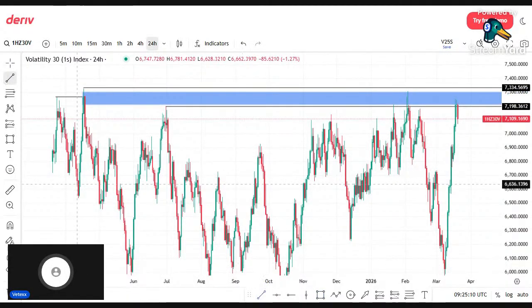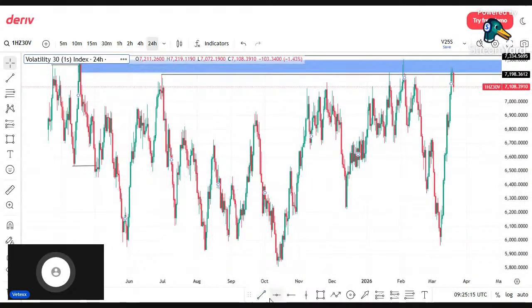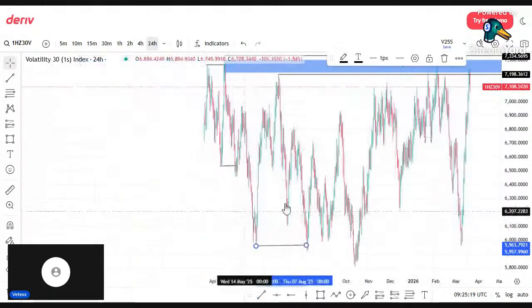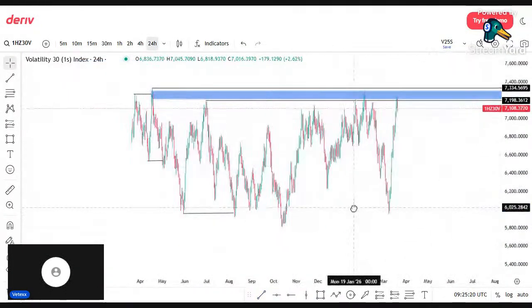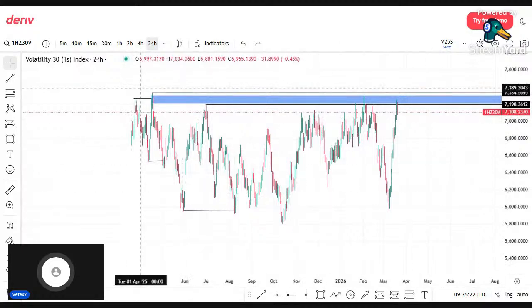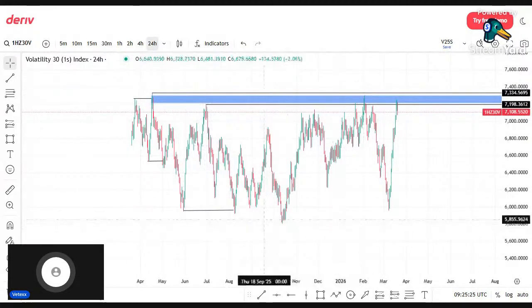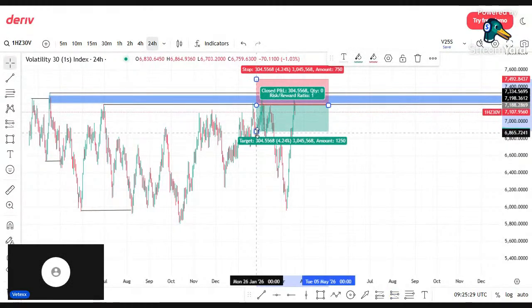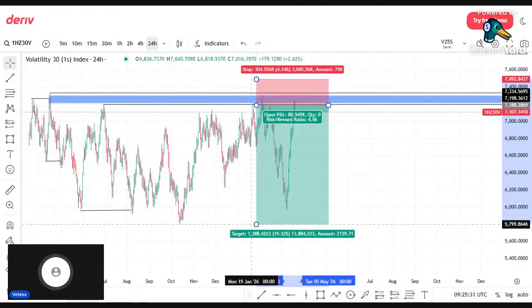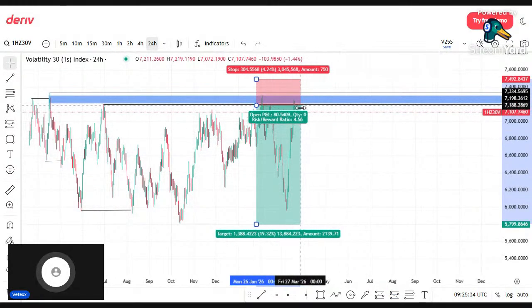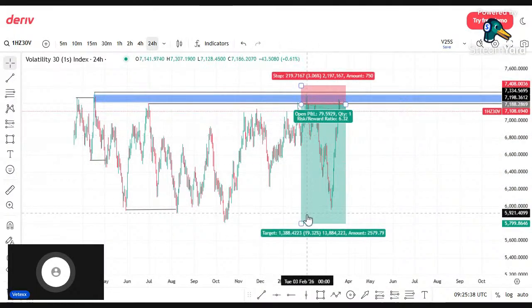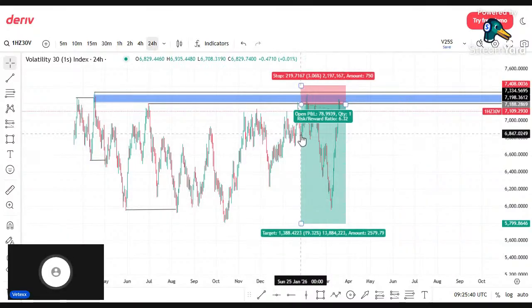So this is our first break of structure, and this is our second break of structure. This is the starting point, and this is the finish point. You can see that price sold off from here, almost at TP. Then it went back to the entry point. So if you're holding this trade, at this point you should have been out already.